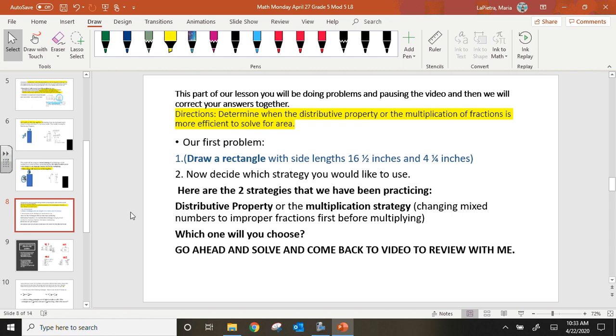Okay, so here you're going to go. Number 1, draw a rectangle, and you're doing this right now as I'm speaking to you. Draw a rectangle. One side is 16.5 inches. That could be your length. And your width is going to be 4.5 inches. What are we going to do with those two? Well, we need to multiply them together. What strategy will you choose? Stop the video, go ahead, and when you're finished, come back and you'll review this one with me, and we will do this together step by step.